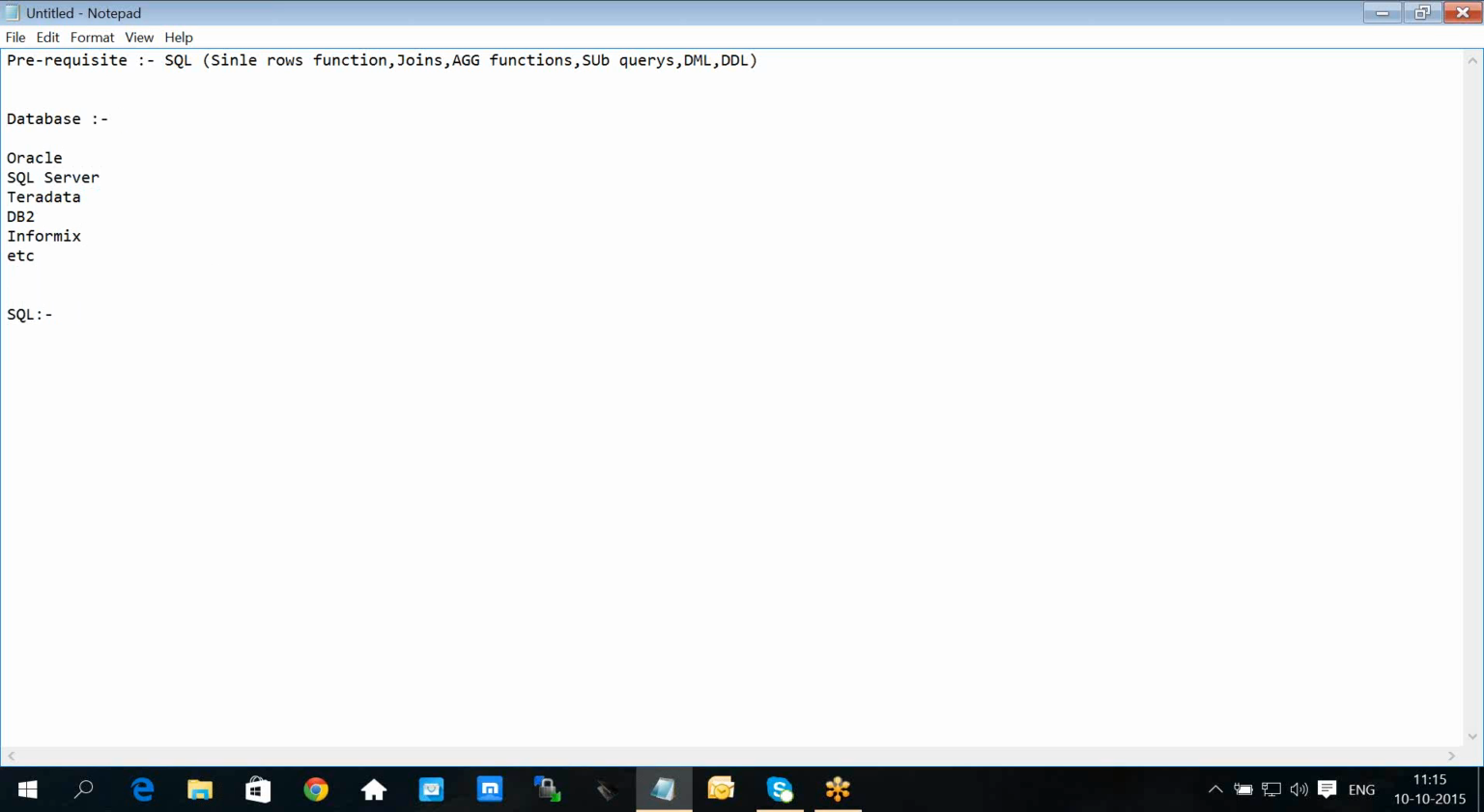Now, why I'm talking about all this is because you need to have database knowledge as well to understand data warehousing concepts and ETL concepts. That is the reason I gave you an outline of what a database and what SQL is. Most people get confused and think database and SQL are the same. They are not the same. A database is software which stores the data, and SQL is a language which helps you communicate with the database.